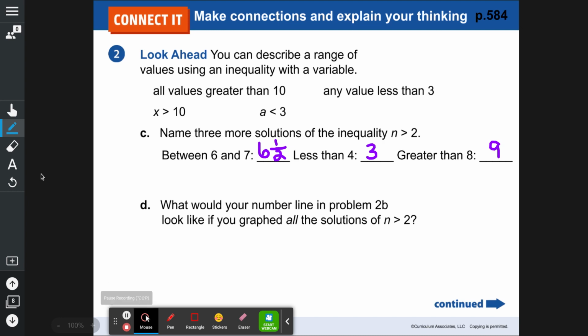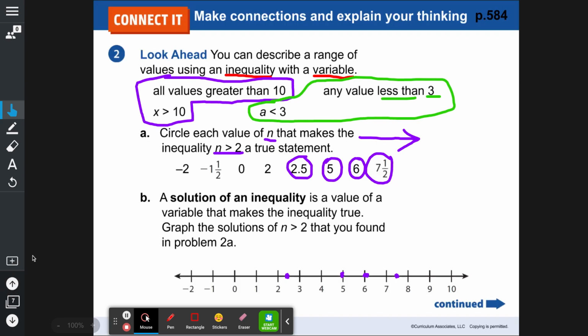Okay, I'm going to actually go back to the number line before. So if I graphed everything between 6 and 7, what would be happening here? Yeah, all my dots would be running together. If I graphed everything greater than 9, it would be going together.